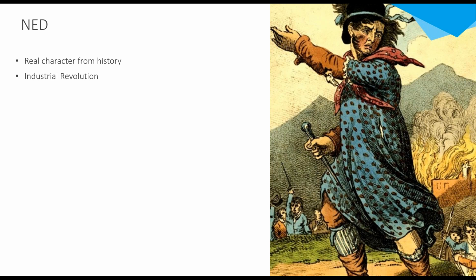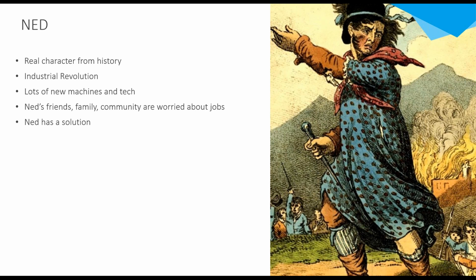He lived about the time of the Industrial Revolution, around the Nottingham area, in the textile industry. And of course, during this point, there was lots of new machinery being introduced. There was lots of new technology. Ned's friends, family, the people around him were worried basically that the machinery would take their jobs away. And basically Ned came up with a solution, and his solution was to smash up the machinery.